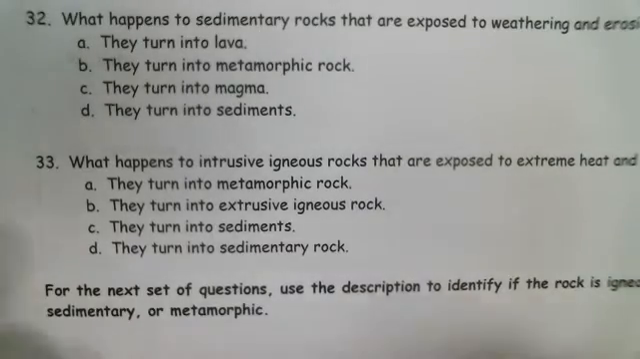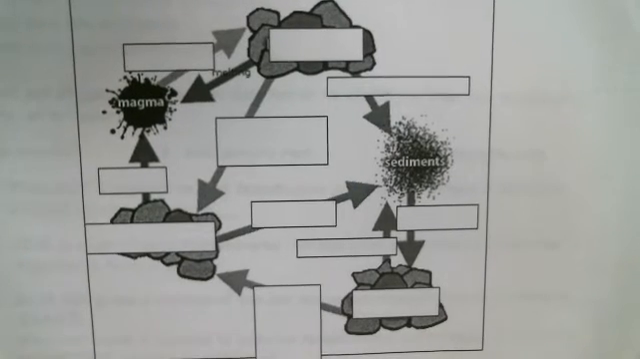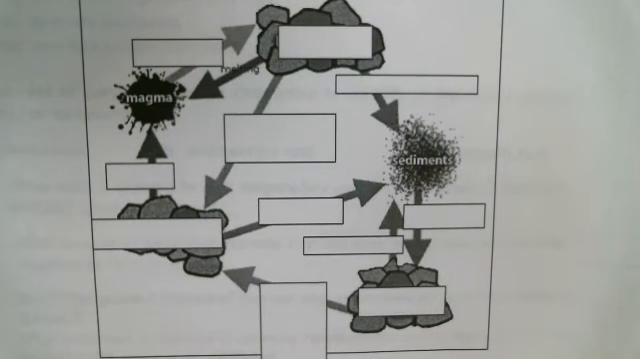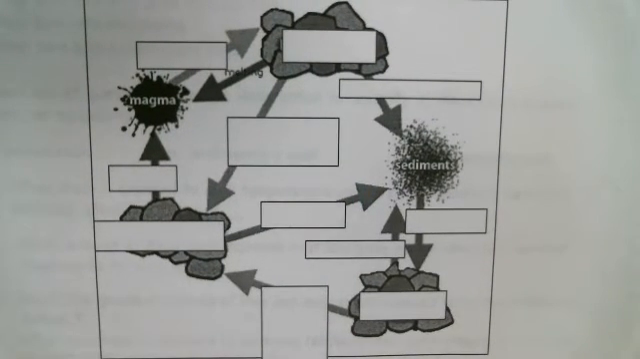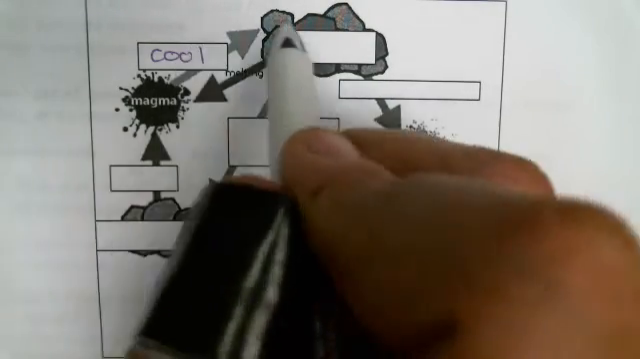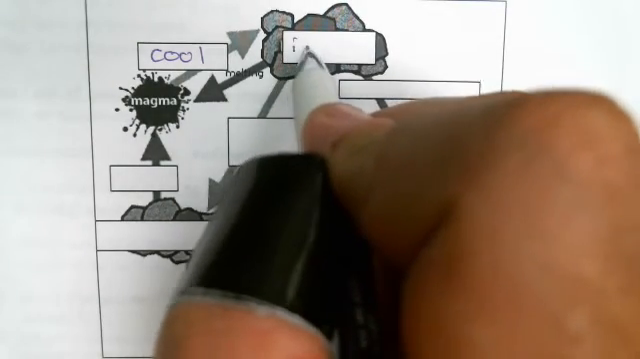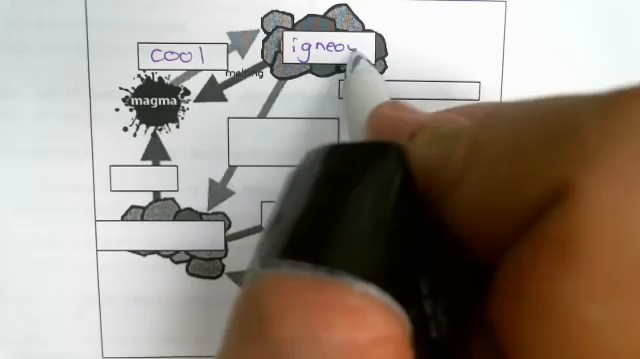Next page. Fill in the boxes of the rock cycle. So these are all the different ways that rocks can change. We start off with magma here, and if we cool that magma, it will turn into rocks here, and the kind of rock is going to be igneous.